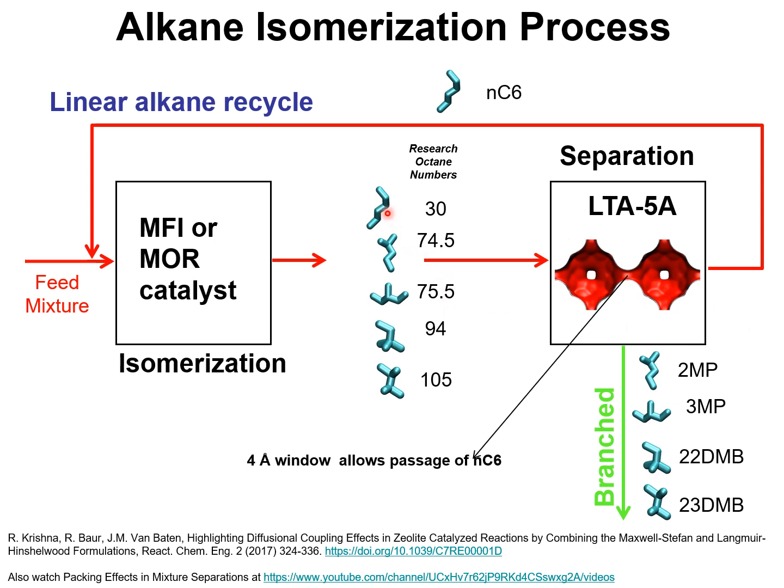I show here the research octane numbers for the isomers of hexane. Normal hexane has a research octane number, RON, of 30. 2-methylpentane, the RON is 74.5. 3-methylpentane, the RON is 75.5.